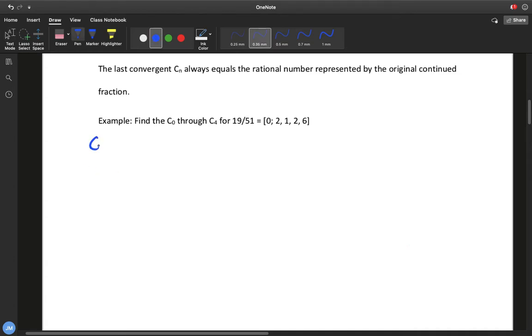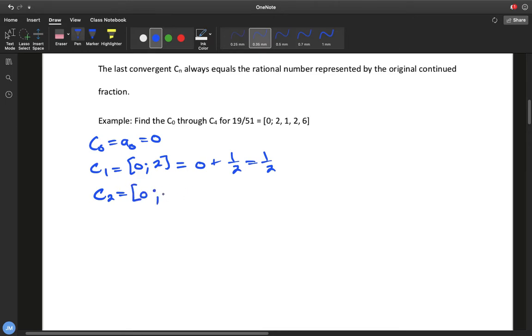Okay, so c sub 0, that one should be pretty easy. That's just the same as a sub 0, which is the number 0. For the next one, we're going to take c sub 1, which is the same in notation as 0 colon 2, which would be taking 0 plus 1 over 2, which is just 1 over 2. For c sub 2, then, you would just expand your continued fraction by one place, so you'd be going 2 and 1. That would be taking 0 plus 1 over 2 plus 1 over 1, which actually works out pretty nicely to just be 0 plus 1 over 3, which is just 1/3.